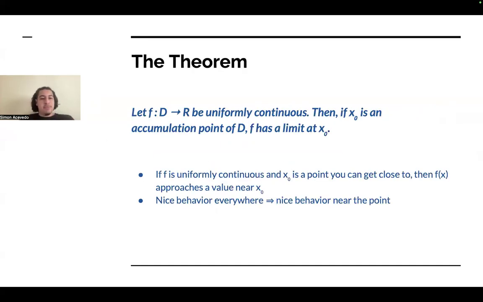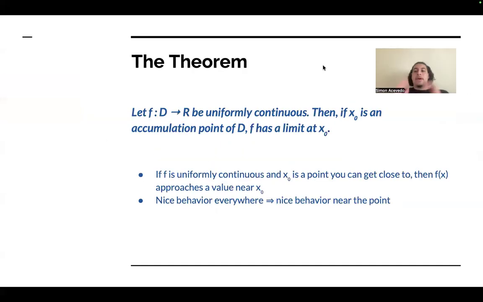Okay, so this is the theorem that we're going to be proving. The theorem states that f from D to R is a function from D to R. D is the domain where your inputs are coming in, and R is the codomain, the region where your outputs are, right?